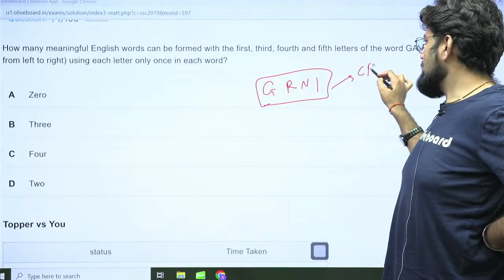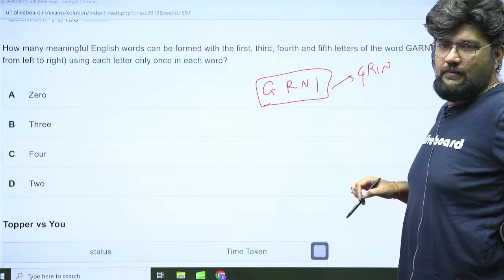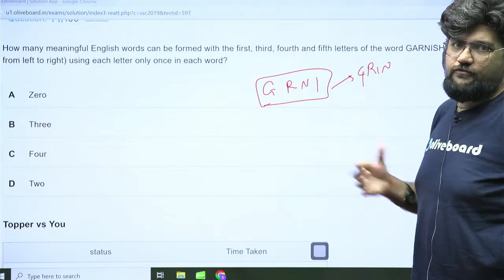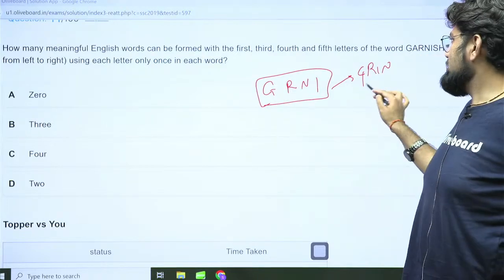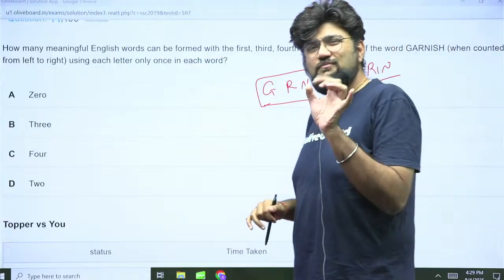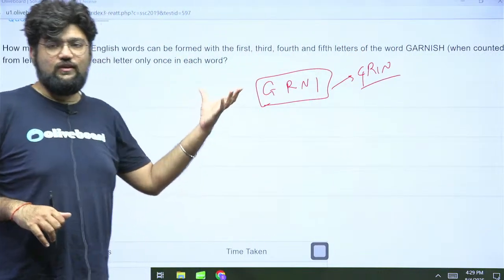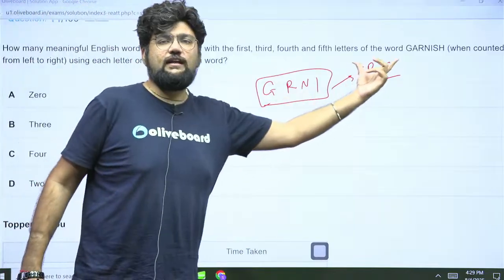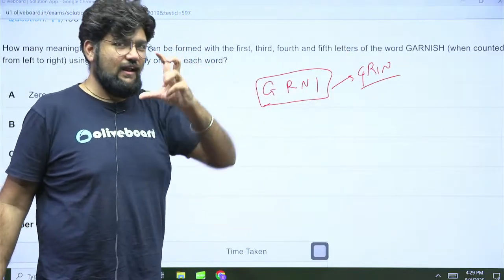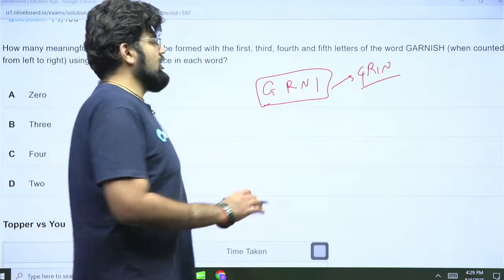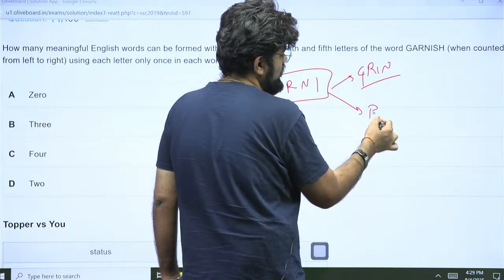One word which comes to my mind straight away is grin. Now if you have seen a lot of English movies, the word grin is used for that devilish, villainous smile which those villains have, so that's known as a grin. A grin is when you're smiling while hiding something. And the other very obvious word which comes to your mind is ring.